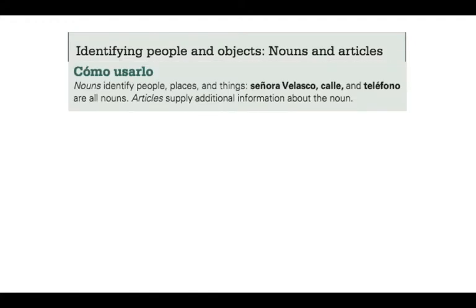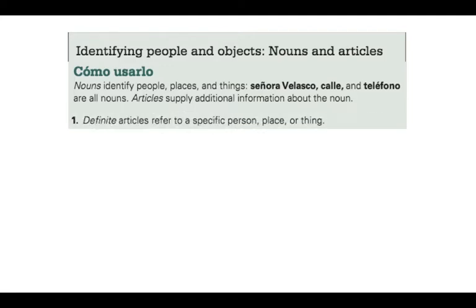Bueno, gramática útil número 1, identifying people and objects, nouns, and articles. So how do you use them? Nouns, in parts of speech and language, identify people, places, and things. For example, Señora Valesco is a noun. Mrs. Valesco. Calle, street, teléfono are all nouns. Articles supply additional information about the noun, and they come before the noun.